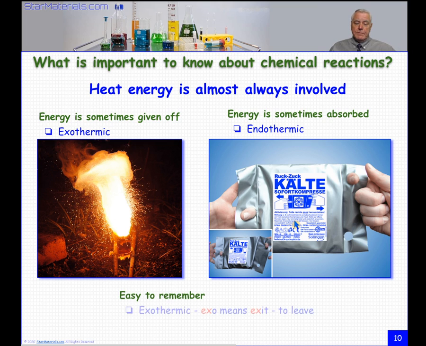It's easy to remember. Exothermic, exo meaning exit, to leave. So energy leaves. Endothermic is the other one.